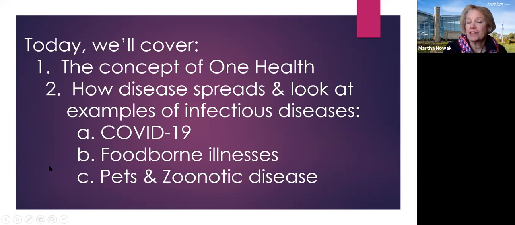So today we're going to cover the concept of One Health, how disease spreads, and look at examples of infectious diseases like COVID-19, foodborne illnesses, pets and zoonotic disease. This is not meant to be a comprehensive deep dive. This is meant to be a very simple overview that will help people understand how to reduce the spread of infectious diseases.